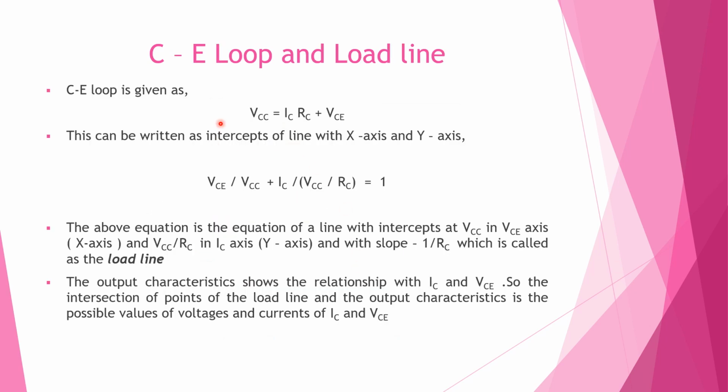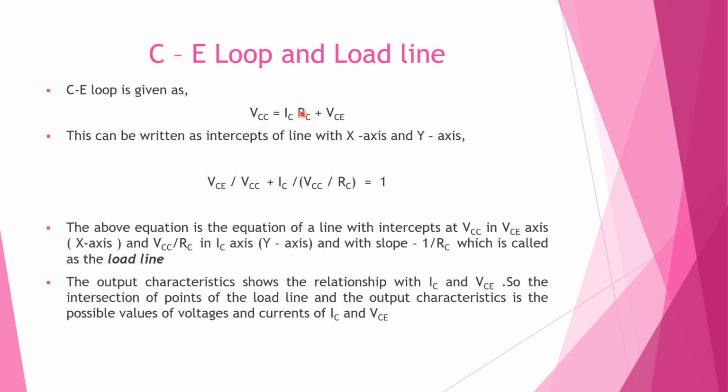So we'll see this common emitter loop, and now we'll introduce a new term called load line. A load line is formed when there is a resistor in an active device circuit, like in a circuit including a diode. If there is a resistor, there will be a load line for that. So here the common emitter loop is given as VCC is equal to IC RC plus VCE. So there is a resistor term here. Because of this resistor, there will be a load line at the output characteristics. And now this can be written as intercepts of the line with the x-axis and y-axis.